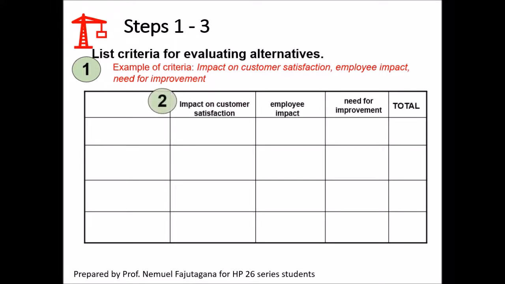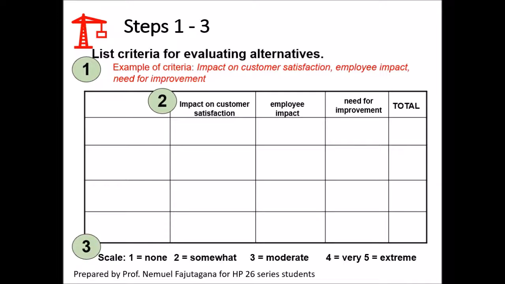So talk about, like say, impact on customer satisfaction, employee impact, need for improvement. Talk about impact on your students or parents, impact on your graduates, whatever. Need for improvement. You know, you start first with the criteria, then after that, you select the strategies. Again, don't start with strategy. You can then add the scale. Ano ba? Impact, no impact, somewhat, or moderate impact, very high impact, or extreme impact.